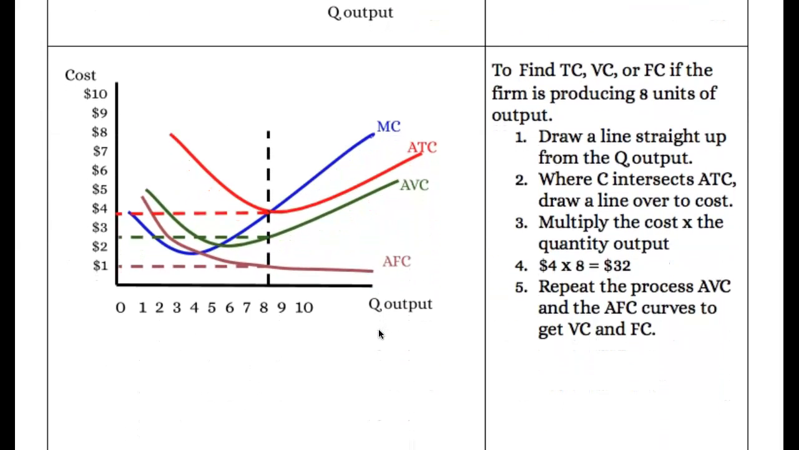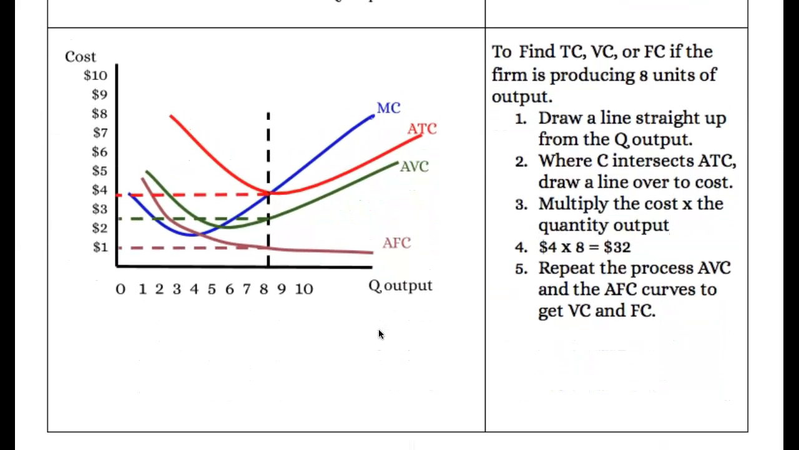Now, sometimes you are asked to find total cost, variable cost, or fixed cost, and you're given marginal cost, average total cost, and average variable cost. And you're like, there is no way I can find that from the information that I'm given. Well, actually, yes, there is. Because remember, an average is the total divided by quantity. Well, here you've got to reverse that.